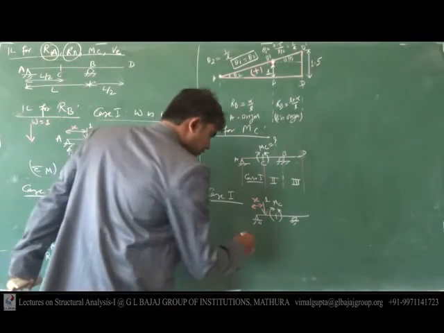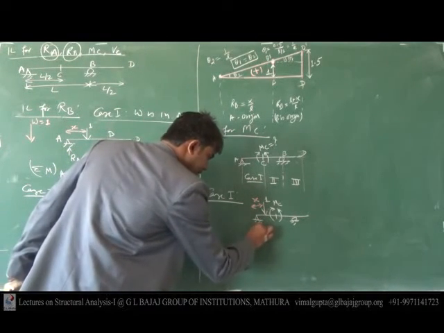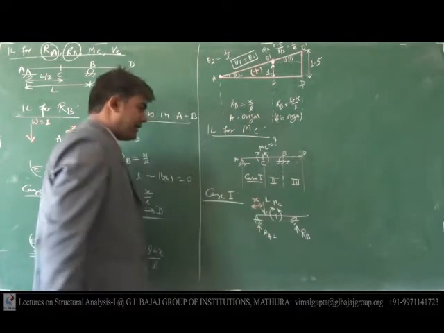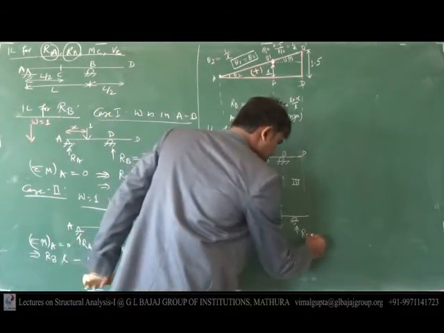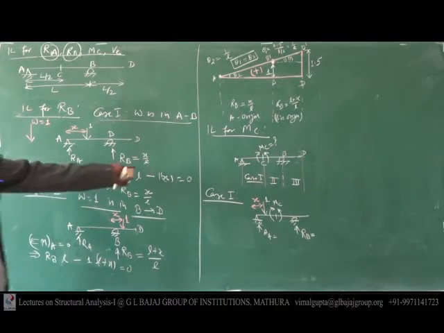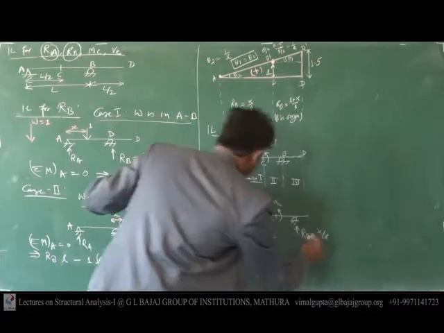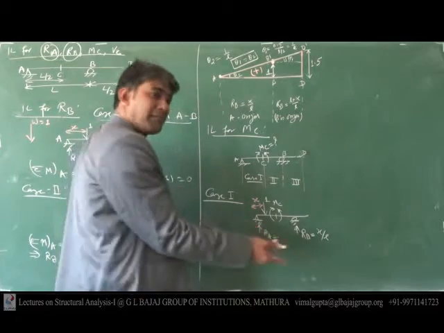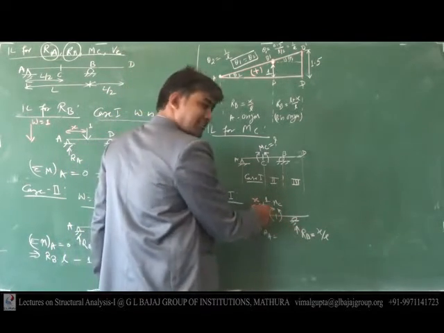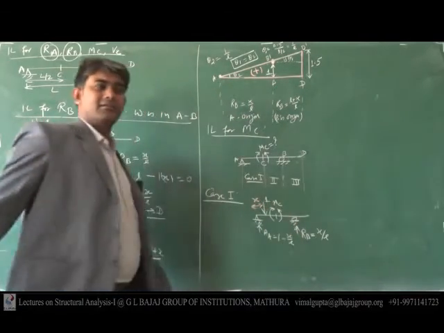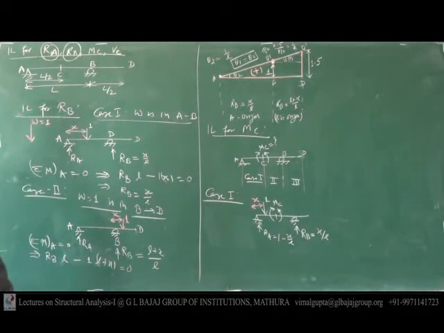So at this time, reaction RB here, RA here. What will be the value of RB and RA? The RB value will be X by L. We did this already. And the value of RA is 1 minus X by L, since the summation is 1, so it is L minus X by L. It is the same thing. Clear? So we can calculate directly here.